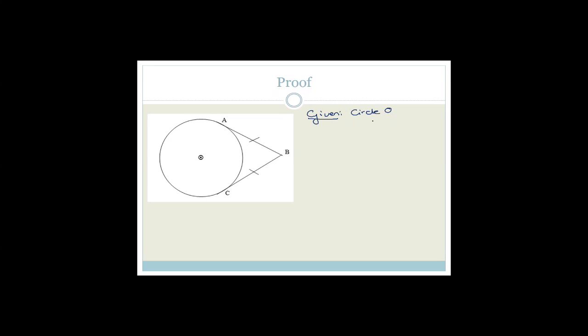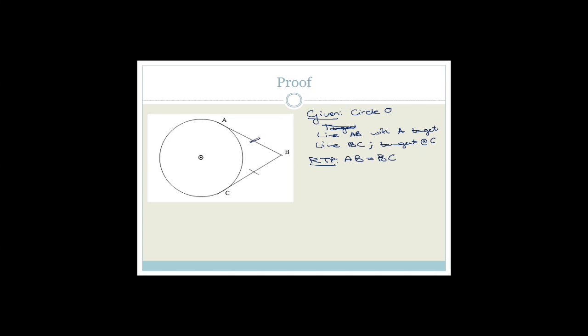Okay, we are given line AB, a tangent at A, and line BC, a tangent at C. We aren't given these two lines, they're not really there. So we have to prove, required to prove, that AB equals BC.